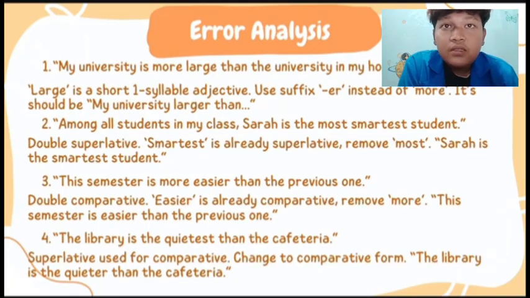The number three. This semester is more easier than the previous one. It is a double comparative, and easier is already comparative. So remove more. So it should be this semester is easier than the previous one. Number four. The library is the quietest than the cafeteria. It is a superlative used for comparative, change to comparative form. So it should be the library is quieter than the cafeteria.